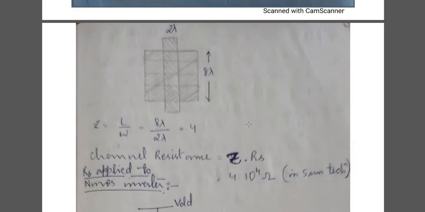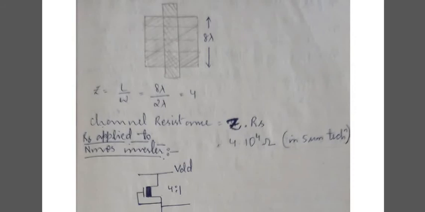So your whole channel resistance is equal to Z into Rs. What is the value of Z? 4. And what is the resistance that you have got? Channel resistance 10 to the power of 4. So your whole channel resistance is equal to 4 into 10 to the power of 4 ohms in 5 micrometer technology. Okay. So this is the channel resistance. The overall channel resistance of this particular material is 4 into 10 to the power of 4.